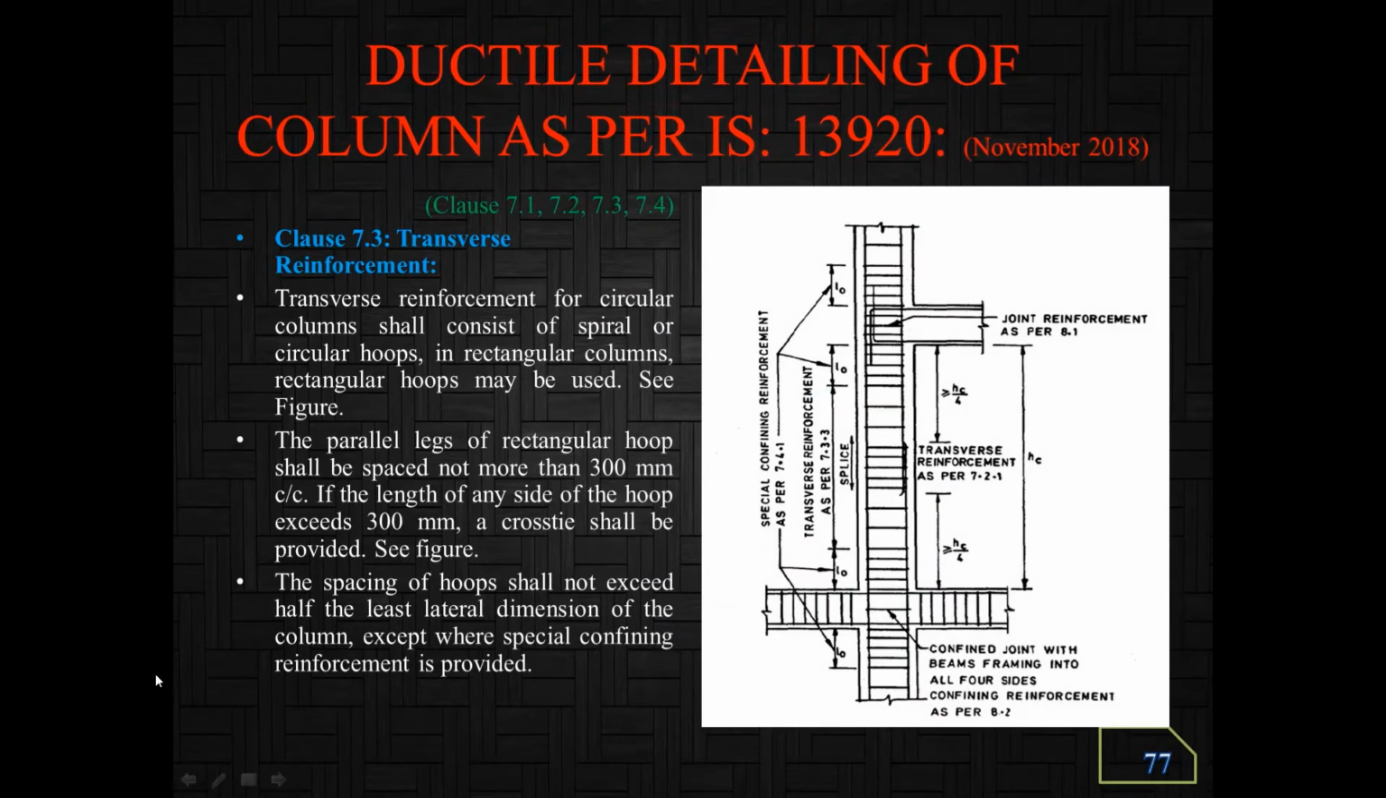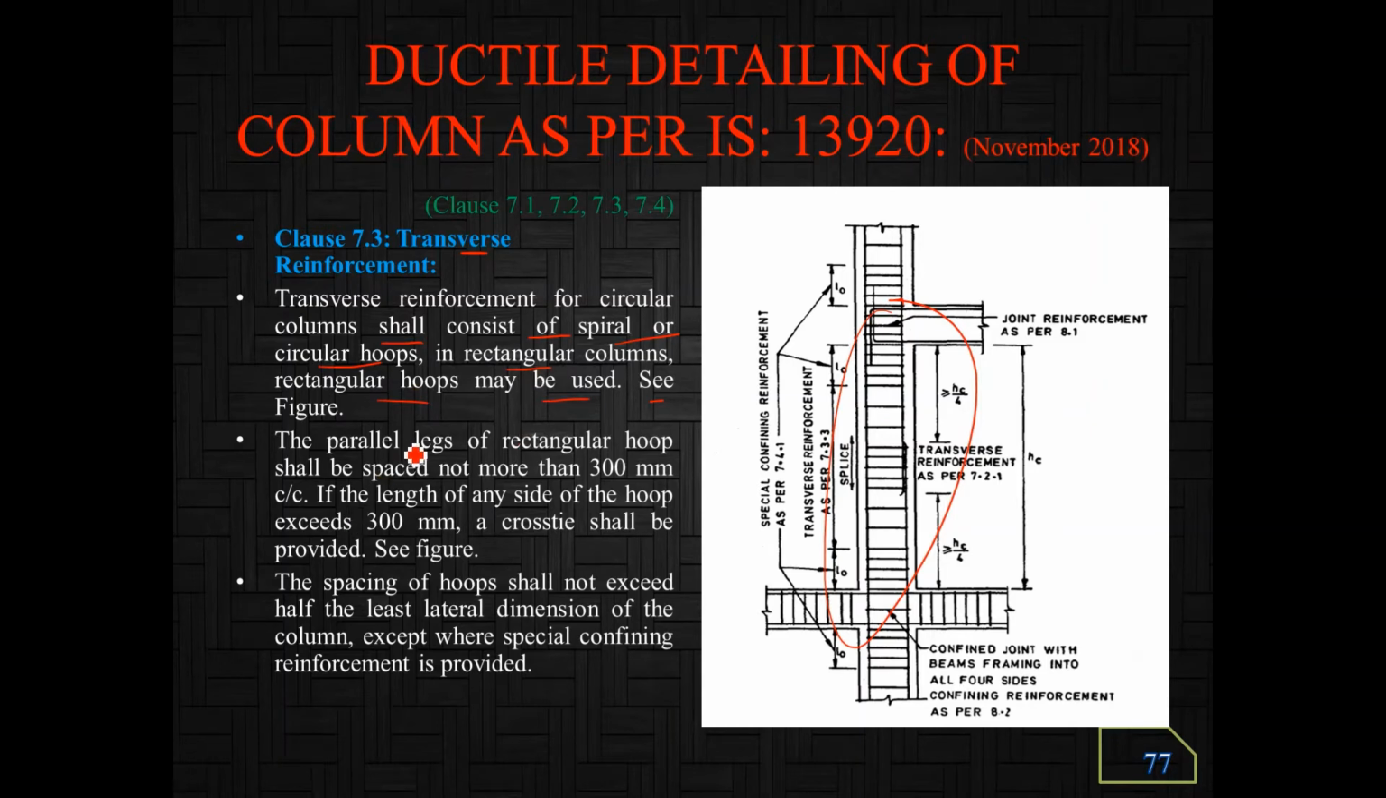Now clause number 7.3 is transverse reinforcement. Transverse reinforcement for a circular column shall consist of spiral or circular hoops. In a rectangular column, rectangular hoops may be used. You can see there is a figure. So what clause 7.3 says is that in a circular column, circular hoops will be provided, and in a rectangular column, rectangular hoops will be provided.